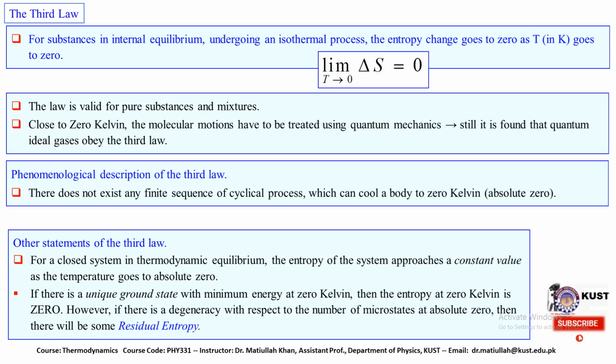The third law of thermodynamics says that for a substance in internal equilibrium undergoing an isothermal process, the entropy goes to zero at 0 Kelvin, that is, in the limit T approaches 0, ΔS is equal to 0. In other words, the entropy becomes constant when we decrease the temperature of a body to very low temperature or 0 Kelvin. So for a closed system in thermodynamic equilibrium, the entropy of the system approaches a constant value as the temperature goes to absolute zero. There is also a concept of residual entropy, where there is a unique ground state with minimum energy at 0 Kelvin.